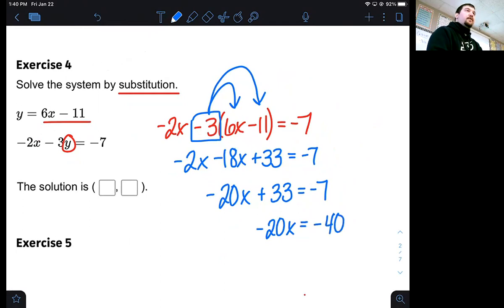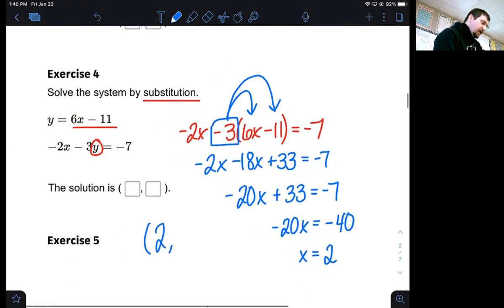Good, because it's a -33, combines with a -7 to give you -40. Dylan, what do you get when you divide both sides by -20? 2. Excellent. So we have the first part of our answer, x is 2. And then Dylan, would you plug 2 in for that x on the top equation or that x on the bottom equation? Yeah, it's already solved for y.